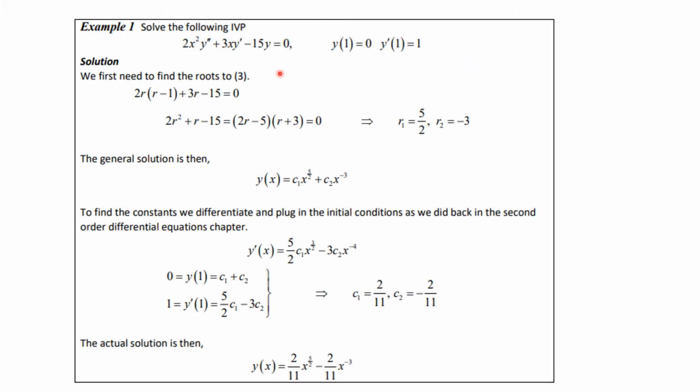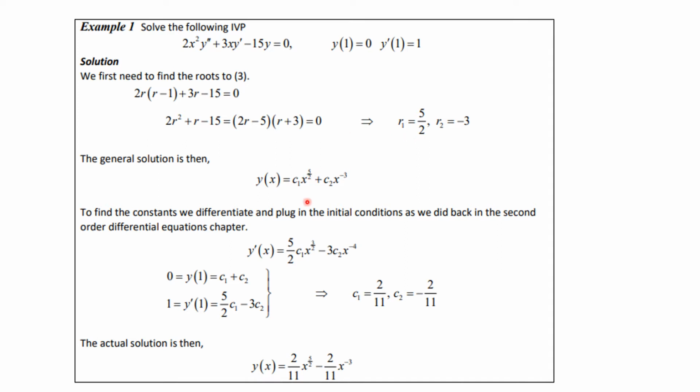Well, first of all, you do recognize that it is a Cauchy-Euler equation because it matches the form, and it's an IVP. So you first need to find the roots, and we're going to substitute x to the r, the way I was doing it, in here and take the derivatives. This is the polynomial, it factors, and so the two roots are going to be 5/2 and -3.